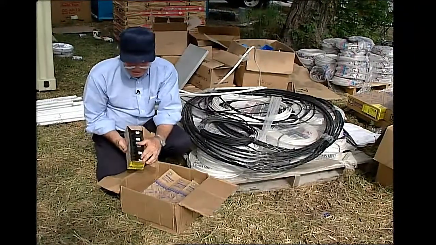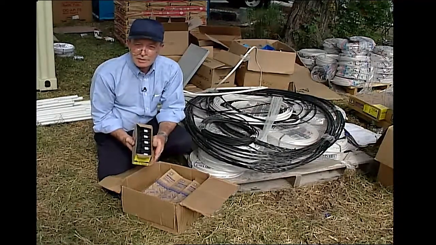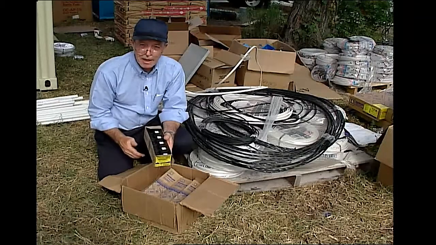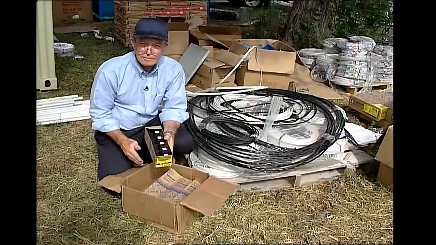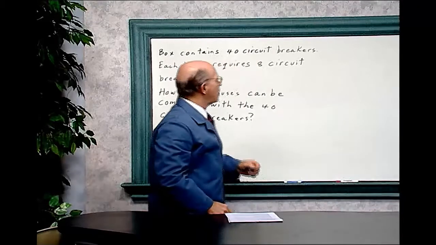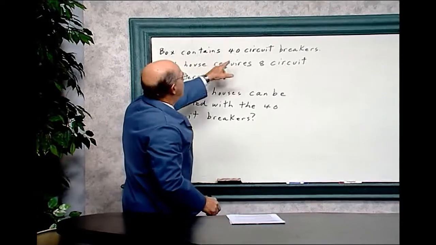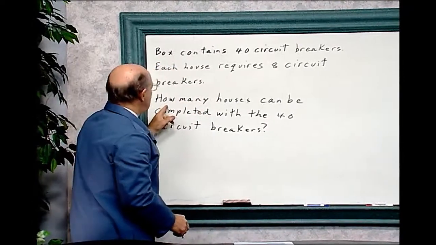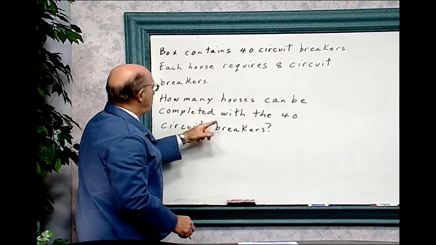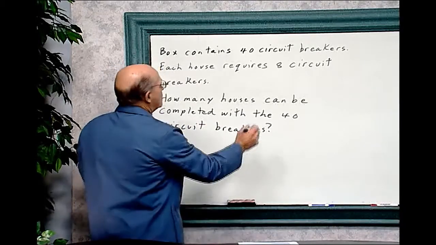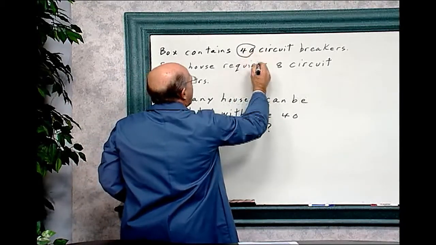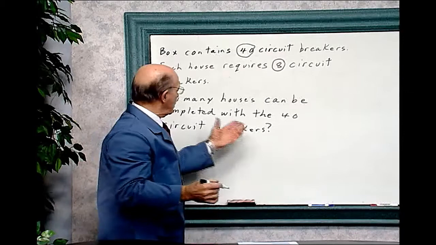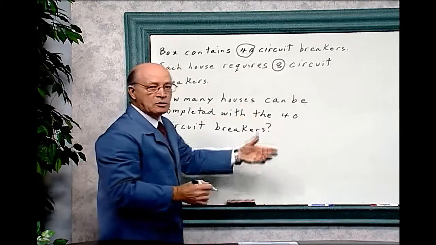This entire box contains 40 circuit breakers. If each house the builder is going to build requires 8 circuit breakers, how many homes can he complete? Let's figure this problem out. The box contains 40 circuit breakers, and each house requires 8 circuit breakers. And the question is, how many houses can be completed with the 40 circuit breakers?